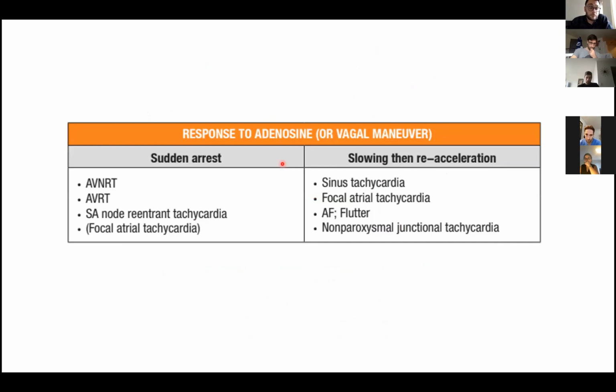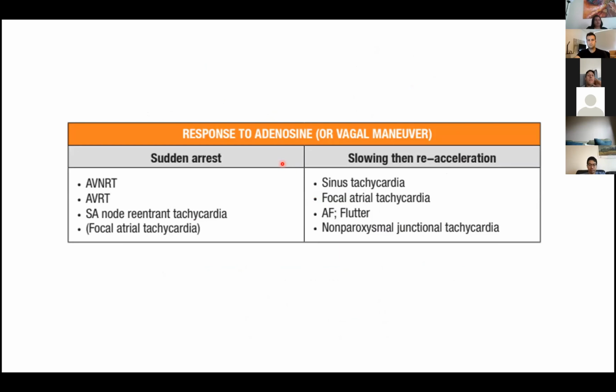Every narrow complex tachycardia that you encounter on the floors, or in the unit if the patient is stable, you really should just do adenosine or a vagal maneuver. And one thing that I want to stress is that classically we're always talking about how, when you break the arrhythmia, it's usually AVNRT.